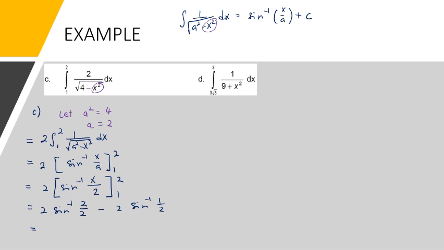So guna calculator. So we get the value of 2 pi over 3. Okay, for D, so I leave it for you with the answer. So the answer is equal to negative pi over 36. Okay, next example.